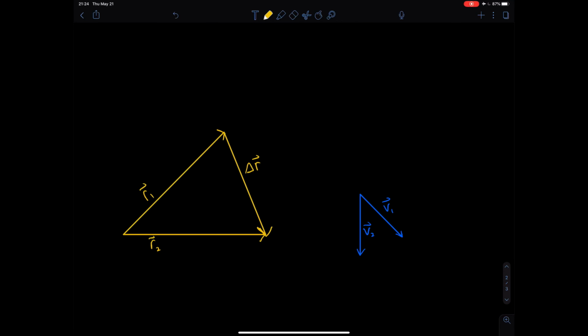And I can do the same thing with my velocity vectors. If my initial velocity was here and my second velocity was here, I can get a change in velocity vector by going from the tip of 1 to the tip of 2. And this is my change in velocity vector. We're running out of time here, but I want to pick this up in the next video and continue to get an important result about uniform circular motion.